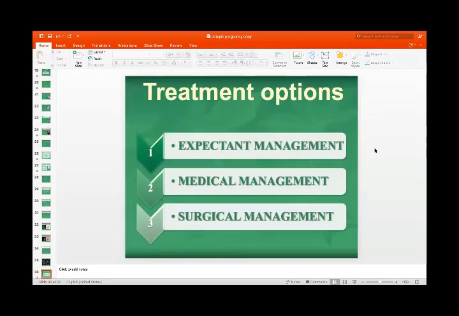Now, how will we manage? We have taken the history, examined the patient by general physical examination, abdominal examination, and vaginal examination. We ordered investigations: transvaginal scan, serial beta HCG levels, and CBC along with group and save. Now, how will we manage the patient? There are three types of management: expectant, medical, or surgical. There are different criteria for these three types of management. All patients cannot fit into all these managements.